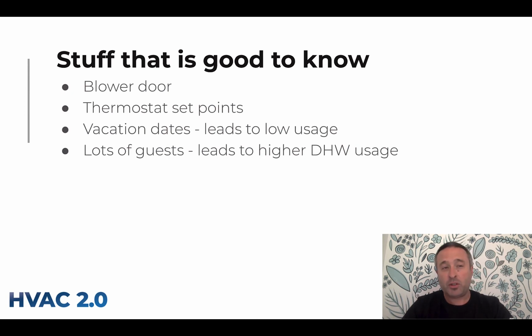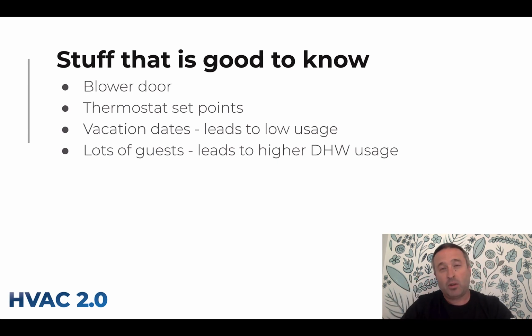There's a few things that are good to know, which are what is the blower door, because leaky houses are going to tend to use more, and it's going to be easier to correlate if you have that data point, much easier. You want to know what they keep their thermostat at. So do they keep their air conditioner at 80 or 67? That's going to make a big difference, and you want to have an idea of what that is.